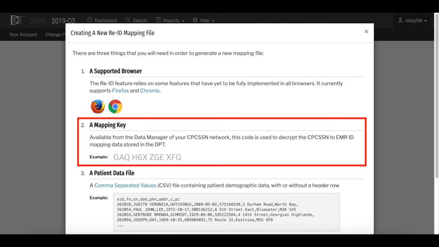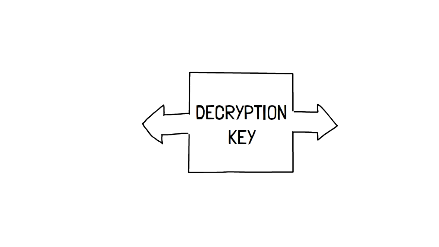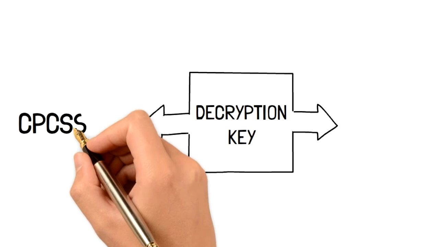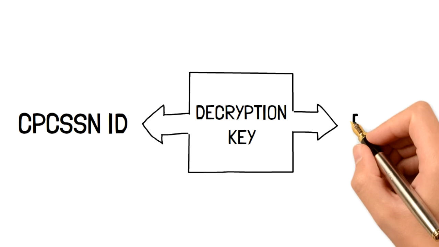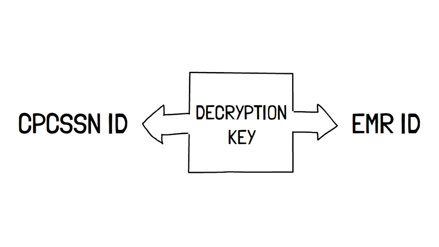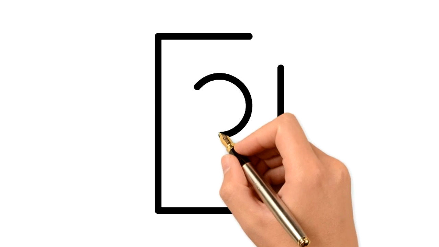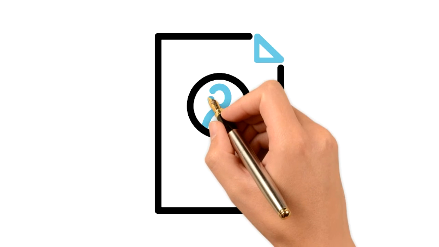To complete the reidentification process, you will need 2 pieces of information. Firstly, you will need a mapping key, which can be obtained from the CPCSSN data manager responsible for your clinic. This key will be used to decrypt the CPCSSN ID to EMR ID mapping data for your patients. Secondly, you will need a file with patient details, which is created using your EMR system.